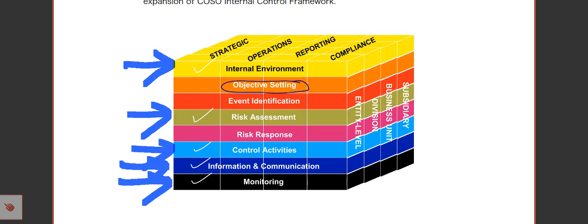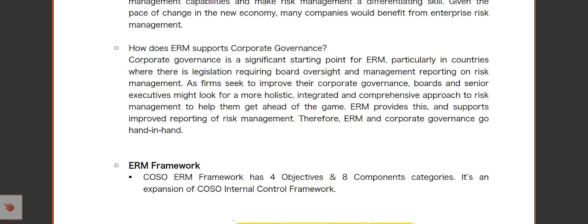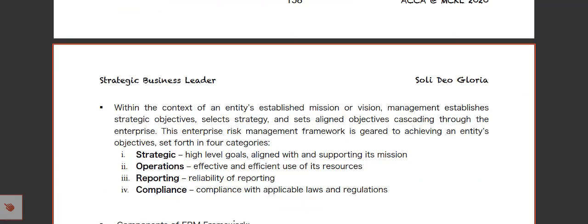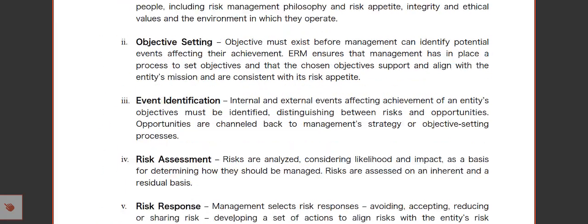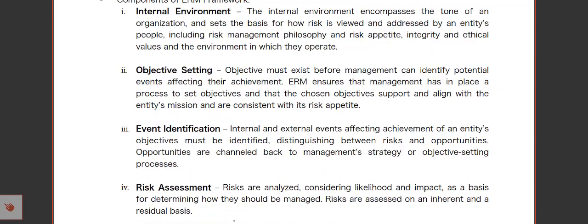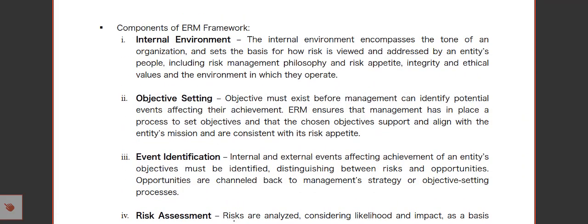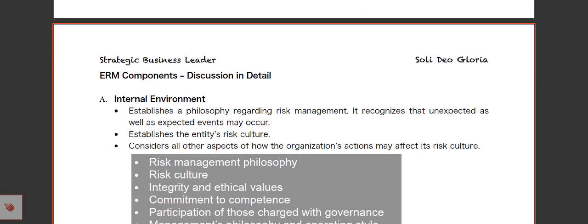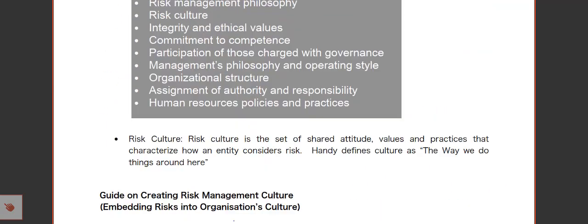So objective setting, event identification plus risk response. Actually, we don't have this COSO ERM model, so I don't actually intend to discuss it with you. But my notes are very brief, explaining to you what each and every component means. So what I intend to do is to go through with you in a more simplified manner.